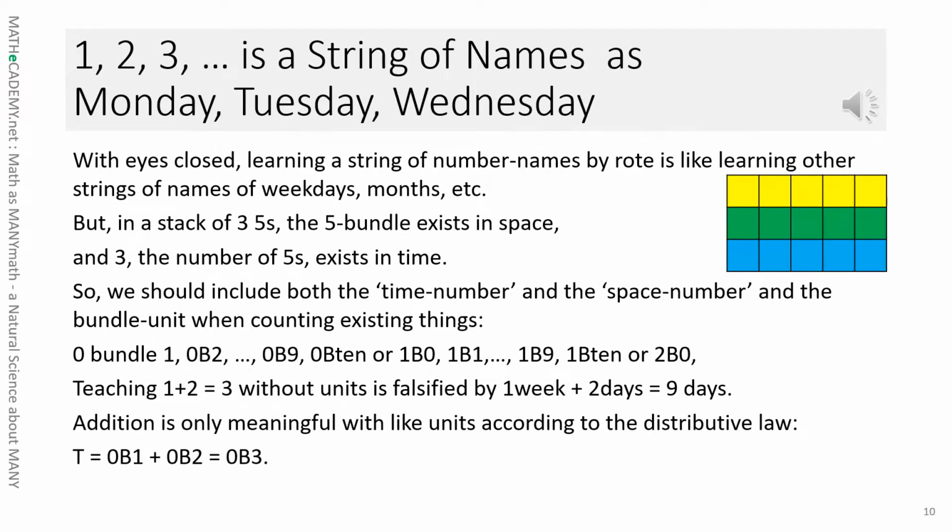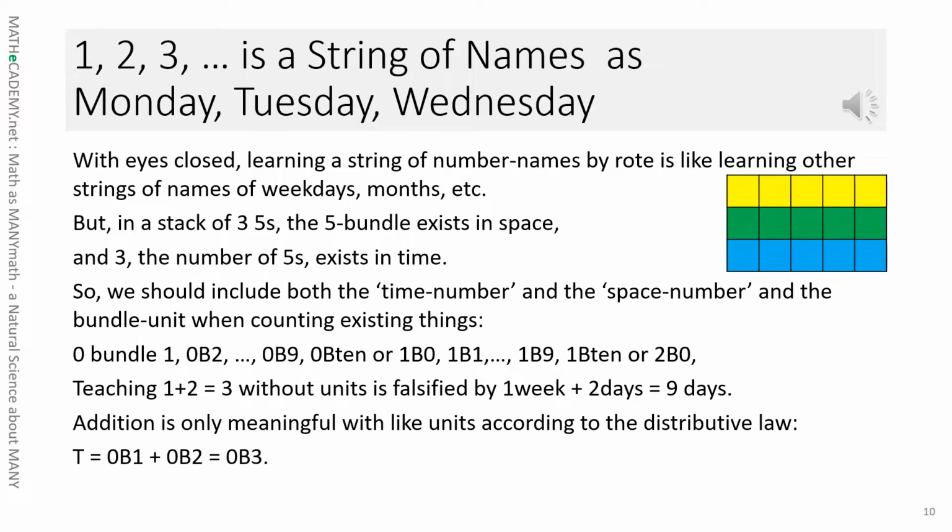1, 2, 3, etc., is a string of names, as is Monday, Tuesday, Wednesday, etc. With eyes closed, learning a string of number names by rote is like learning other strings of names, for example weekdays, months, etc. But in a stack of 3 5s, the 5 bundle exists in space.